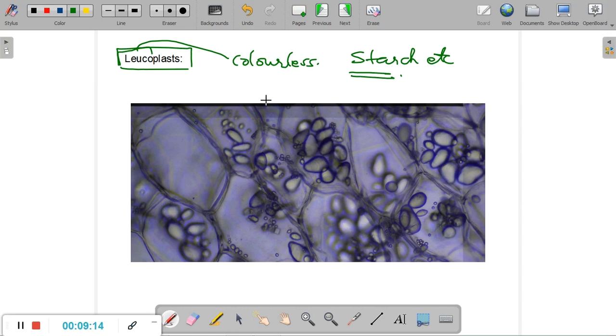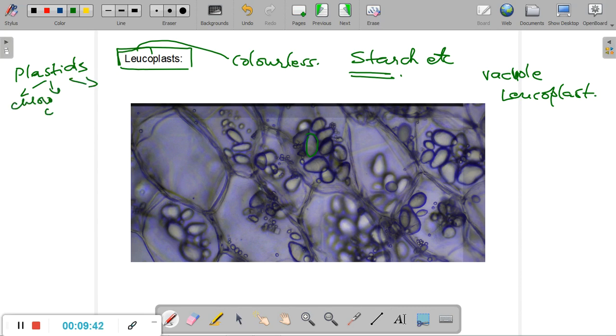Also, you must be wondering what the difference is between a leucoplast and a vacuole. How is a vacuole different from a leucoplast? Now, this is the time when we can discuss one of the very important characteristics of plastids. Plastids, don't be confused. Plastids are of three types: chloroplast, chromoplast, and leucoplasts. So leucoplasts are a type of plastid.